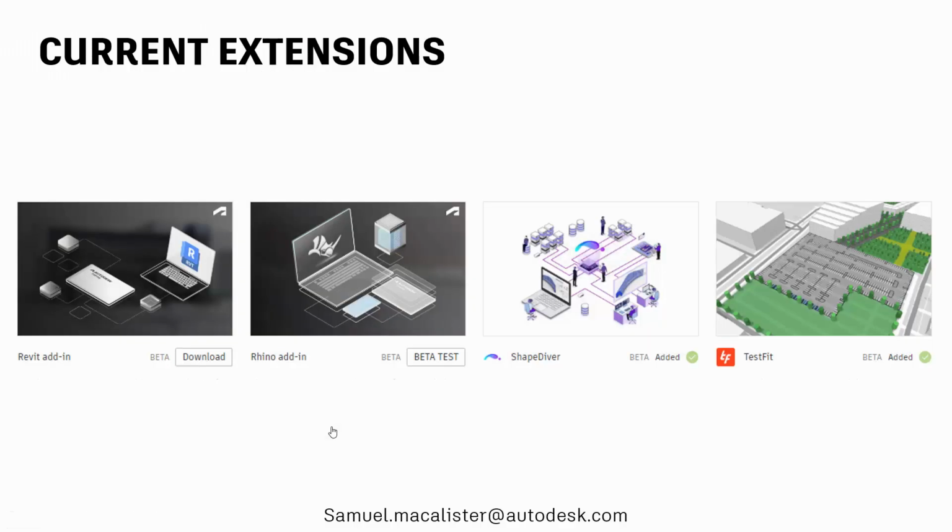Moving into extensions. So when you go to look at the extension feature inside of Forma, you can download the MSI file for the Revit download. You can also start to test the new Rhino add-on in beta, and you can enable the Shape Diver and Test Fit tools.